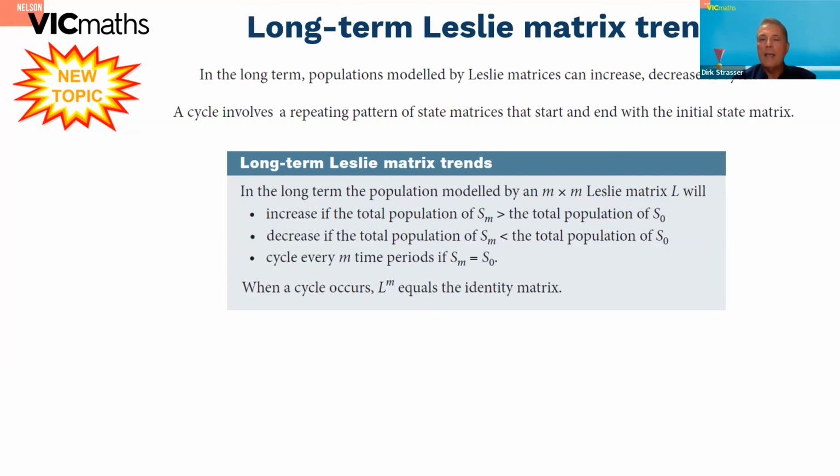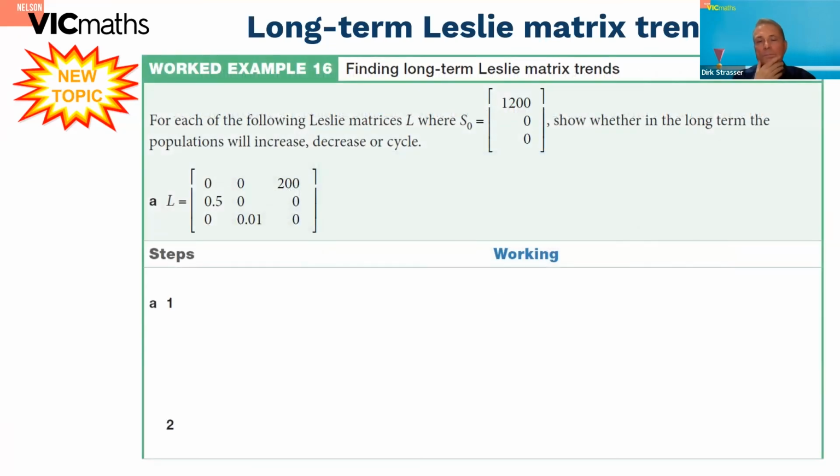And remember, the m is the order of that matrix. It's an m by m matrix. So it's a 3 by 3 matrix, and we're looking for S3, for example. So here, this question asks, for this Leslie matrix, in the long term, will it increase, decrease, or cycle? Since it's 3 by 3, to determine that, we need to find S3.